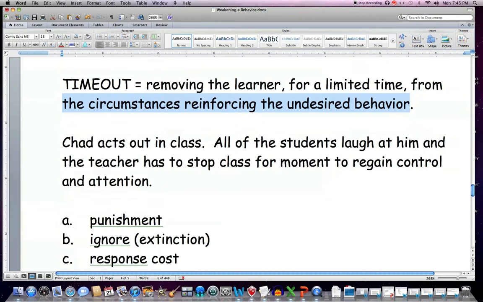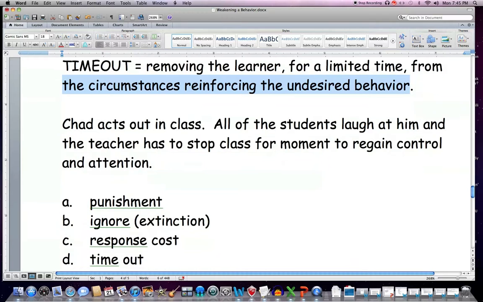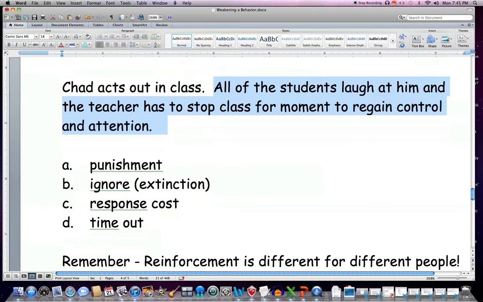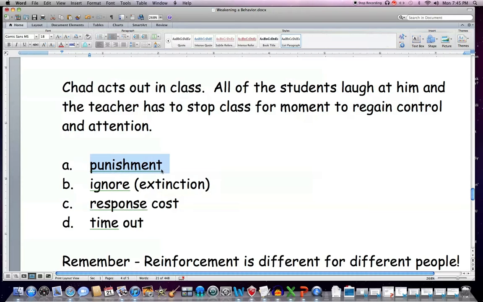This can be particularly good if you're not sure what's reinforcing the behavior. Take a look at the example here. Chad acts out in class. All the students laugh at him, and the teacher has to stop class for a moment to regain control and attention. What do we got here? Well, the options we've got are punish Chad, ignore him, which would be a form of extinction.